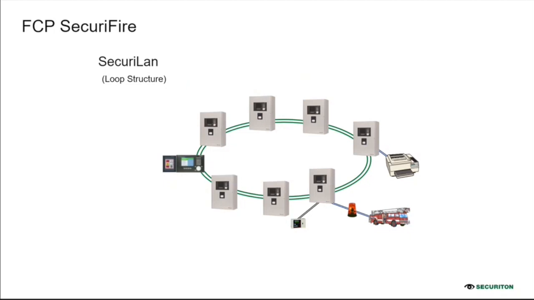This is the SecuriLAN structure. This is, I would say, the ideal configuration with the loop. We have the option to have a redundant loop. That means we can make a double ring on our installation.